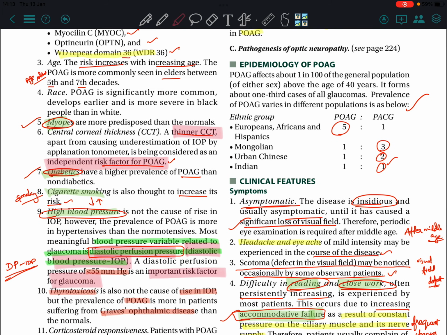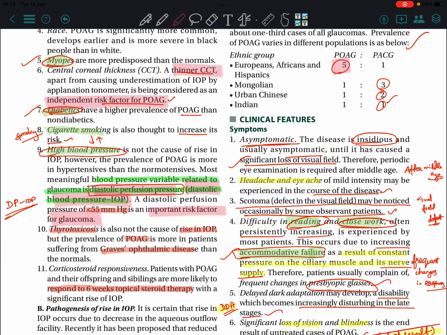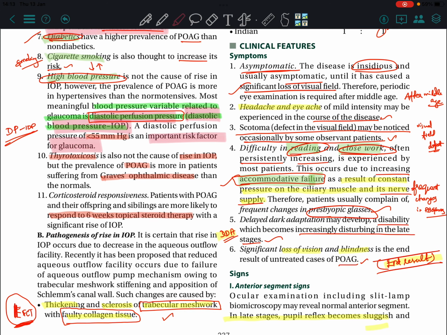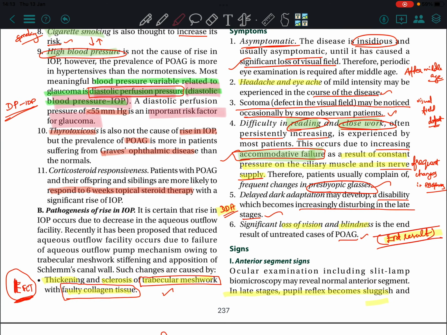Epidemiology of POAG. Then clinical features, symptoms. There are 6 symptoms. Asymptomatic, mostly. Inside is nonsense, and headache and ache of mild intensity may occur. Scotoma is the most common symptom. It may be noticed by some observant patients.